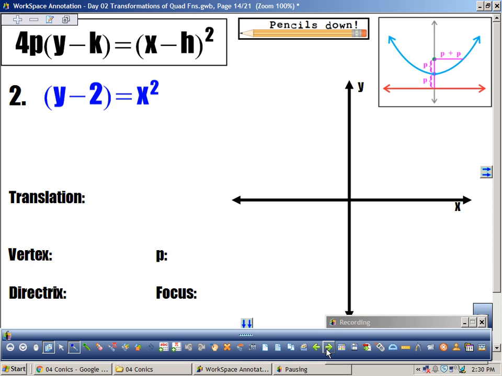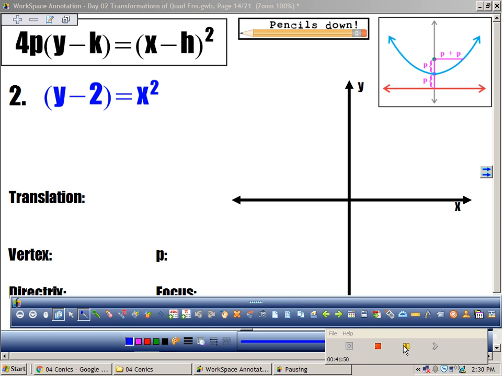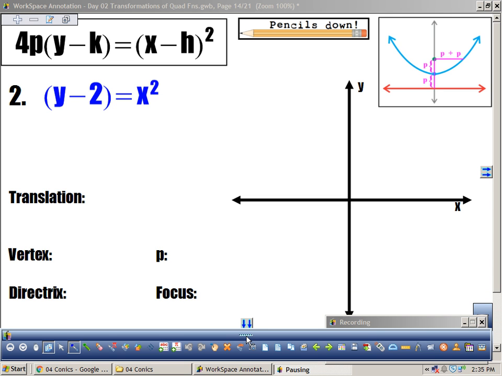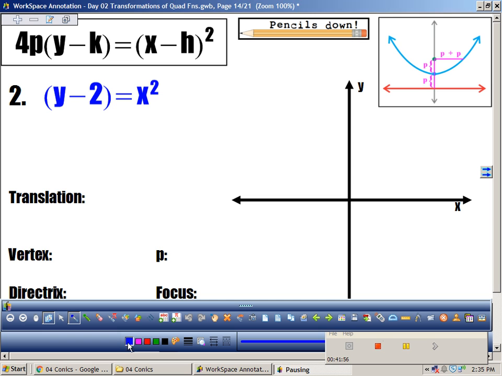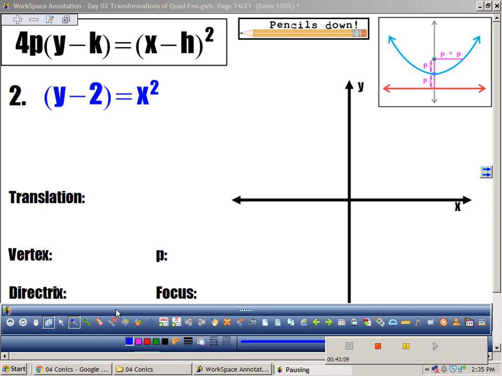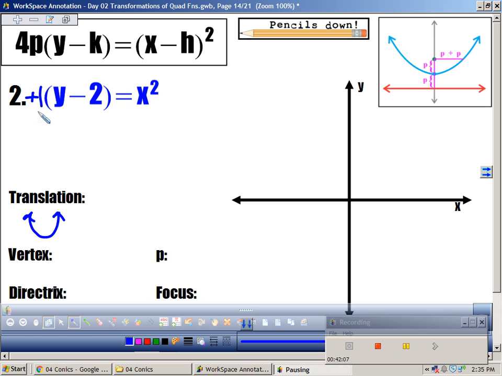So what's the difference? Let's just talk about what's the difference that this is. So 30 seconds, talk at your table. How is this one going to look different? All right, what'd you guys come up with? What's the translation going to be? Is it going to be pointing up or pointing down? It's going to be pointing up because this is positive. Positive 1 to be exact.